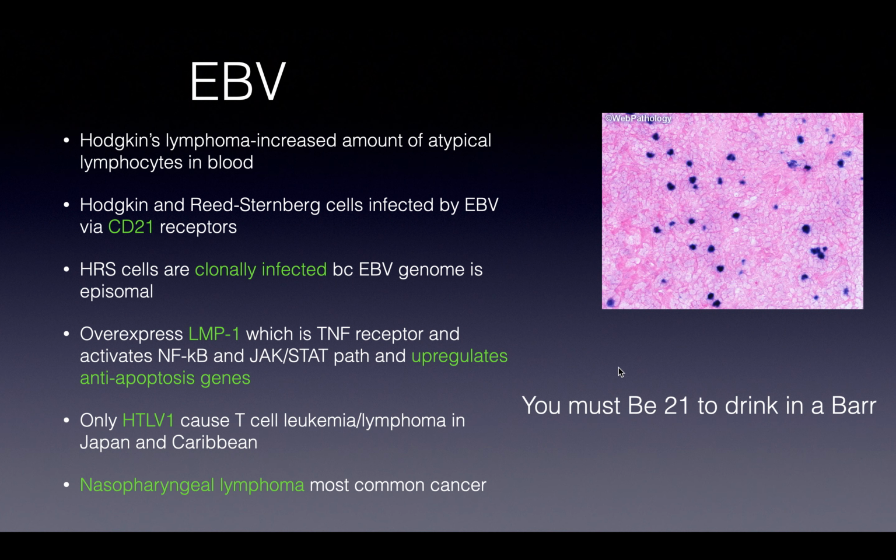Okay, so the Hodgkin and Reed-Sternberg cells are going to be clonally infected because the Epstein-Barr virus is episomal. So it starts with one bad cell and it proliferates, unfortunately. And with the proliferation of the cells, there's going to be an overexpression of LAMP1, which is going to be a TNF receptor, and that activates the NF-kB and JAK-STAT pathway, and that upregulates the anti-apoptosis gene. So another variant is HTLV1, and that causes T-cell leukemia lymphoma.